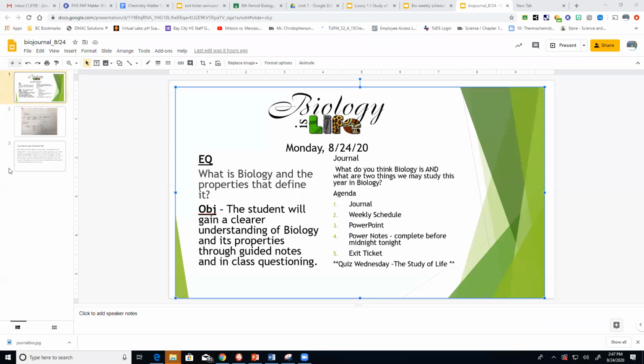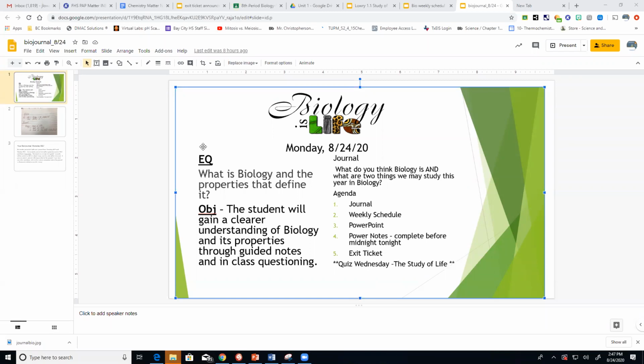On a journal slide, you'll see that it has a date, an EQ, the objective, what the journal is, and then the agenda. I try to put some reminders on there if we have a quiz or something coming up, like we do this week. We are going to have a quiz, actually a couple of quizzes.